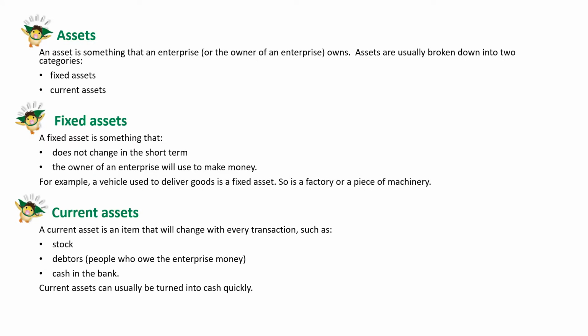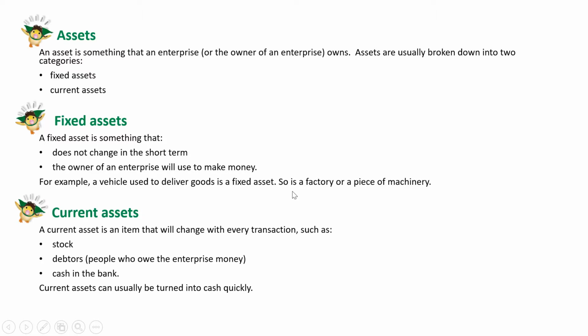An asset is something that an enterprise or the owner of an enterprise owns. Assets are usually broken down into two categories, fixed and current. Fixed asset. A fixed asset is something that does not change in the short term, the owner of an enterprise will use to make money.